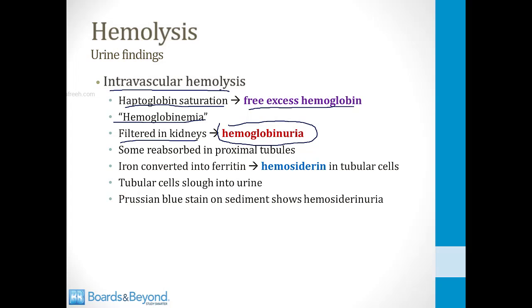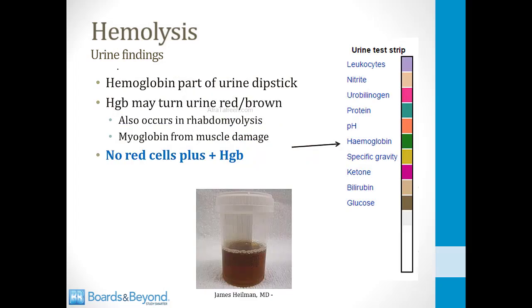Now, some of the hemoglobin will be reabsorbed in the proximal tubules where the iron will be converted into ferritin. This will lead to production of a substance called hemosiderin in the tubular cells. The tubular cells slough into the urine over time, and if you spin the urine down to its sediment and stain it with the Prussian blue stain, you can see evidence of hemosiderin. That's called hemosiderinuria, and you can see that in patients who have hemolysis, and that's from iron getting into those tubular cells.